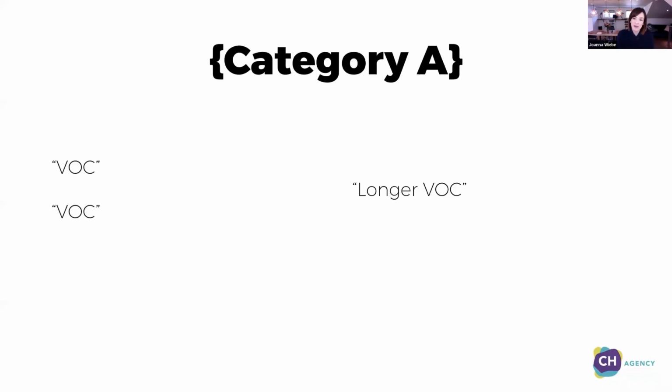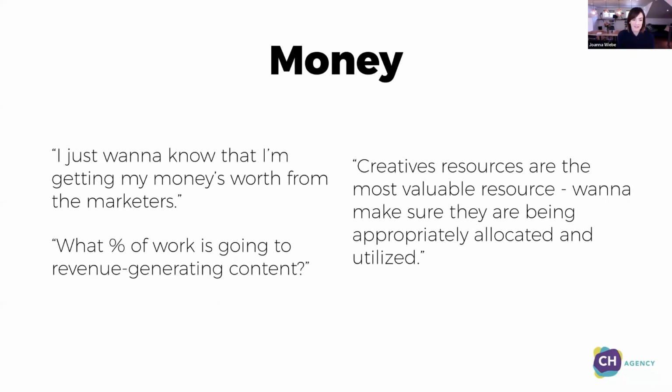But that's what's going to happen here across all these different slides. So in the case of money, exact VOC that we captured is, I just want to know that I'm getting my money's worth from the marketers, or what % of work is going to revenue generating content, etc. So you put those on the page, and when you're presenting this to the client, you're really just helping them understand that these are the kinds of things people are saying. This is the kind of stuff that might impact how you write copy that has to do with money outcomes. So if the client's like, yeah, the value prop is around saving money, then you're going to be pulling in voice of customer data like this to write your copy.